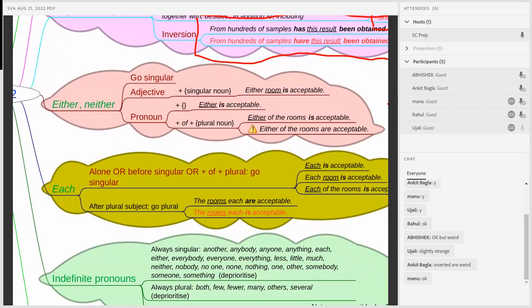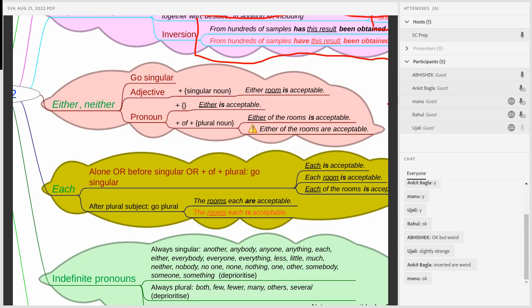Okay, now we've come to either and neither. Okay, let me quickly check if you remember your rules. What was the rule for either or and neither nor? Feel free to unmute yourself and tell me. Either or and neither nor.